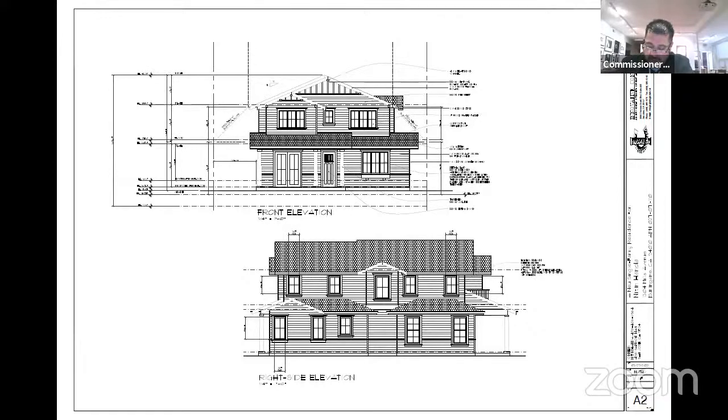My understanding is they call what we refer to as a simulated true divided light, they call it a full divided light. So if you're going to specify those Anderson windows, if you could just make sure you've got that, but you understand what we're looking for. We're not looking for the grid on the interior. We're looking for the grid.